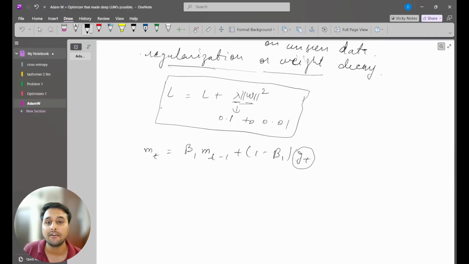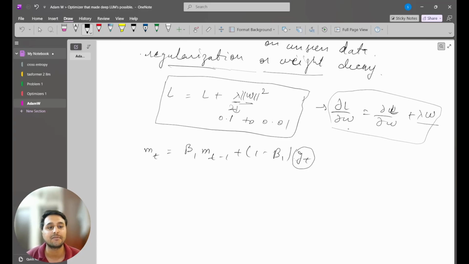So when we take the derivative of the loss, again this will become lambda W. We can write this, and squaring, just leave it for now. We can also write it like this. That's why the two cancels out, and this will be the gradient term. This will be our gradient.